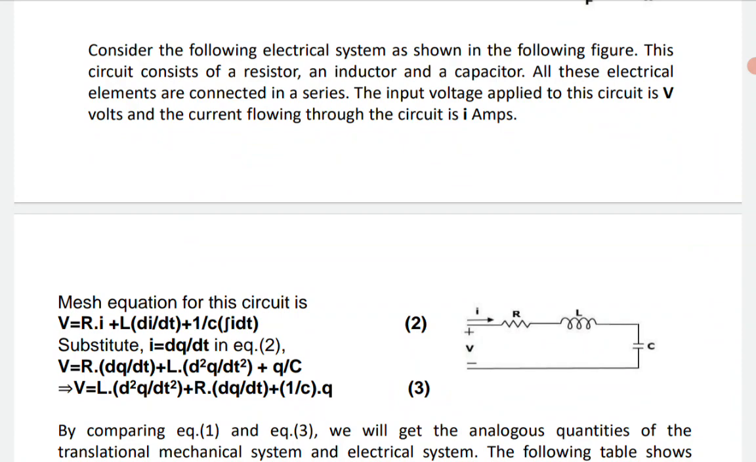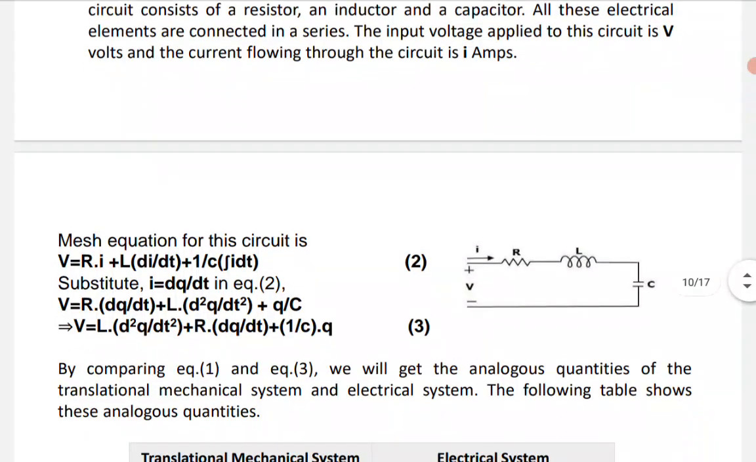Now we know the definition of current, that is the rate of change of charge with respect to time. So we substitute I is equal to dq by dt. After substituting I is equal to dq by dt into equation 2, it generates V is equal to R into dq by dt plus L into d2q by dt square plus q by C. Again we can rewrite the above as V is equal to L into d2q by dt square plus R into dq by dt plus 1 by C into q. So it is a second order differential equation for the variable q, that is charge. Keep that in your mind.